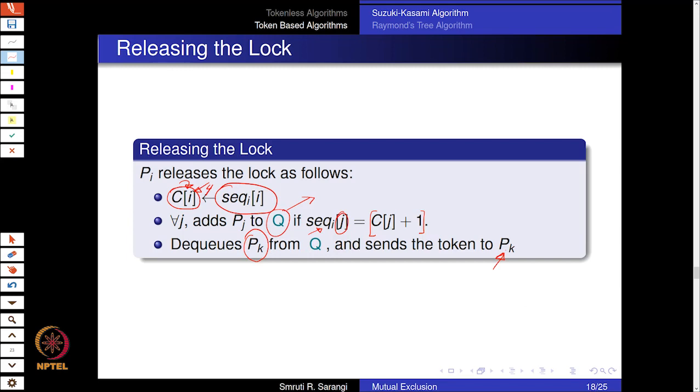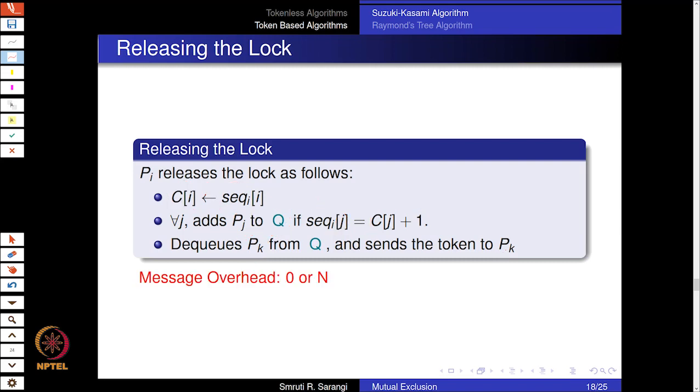Alright. So for starvation freedom, if this is a first in first out queue, it is guaranteed that as long as the process enters the queue, it will be dequeued and the token will go to it, and it will access the resource.